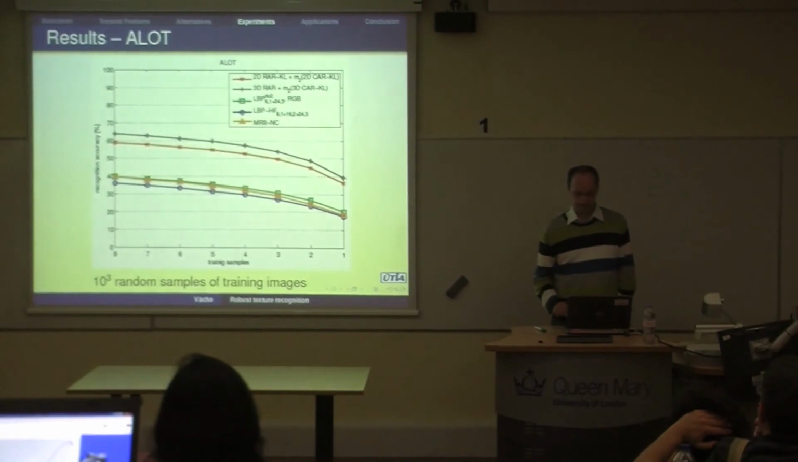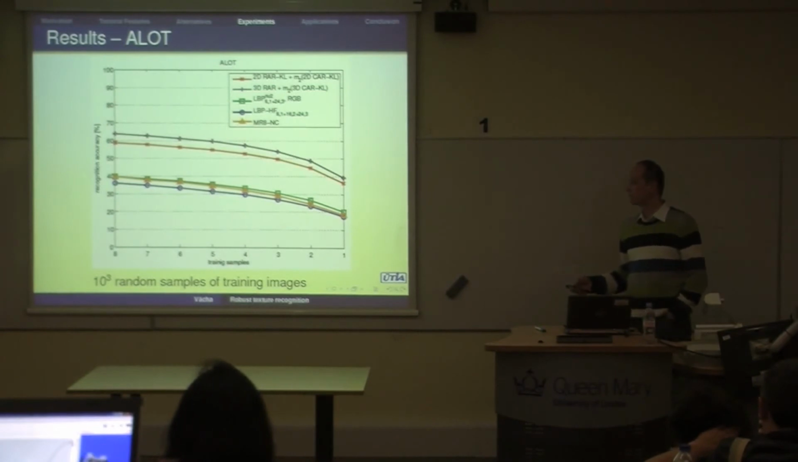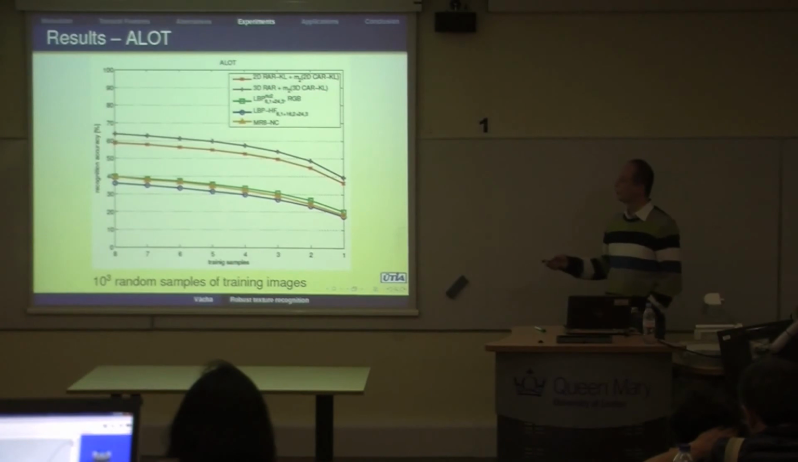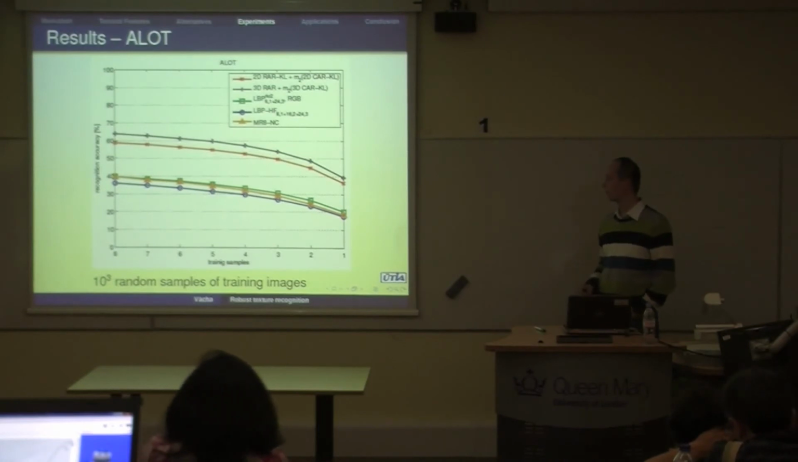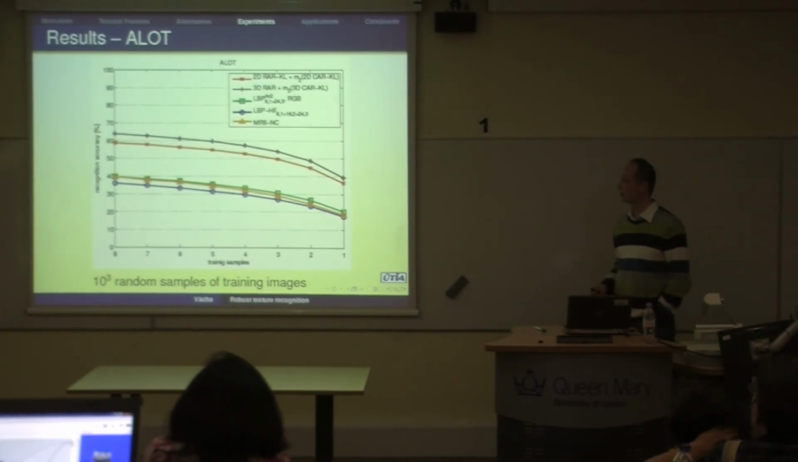And to show the results, we achieved the precision of classification of about 65%, using 8 training samples per material, and going down to 40% for 1 training sample per material. And this is like 20% better than the published result on this database.